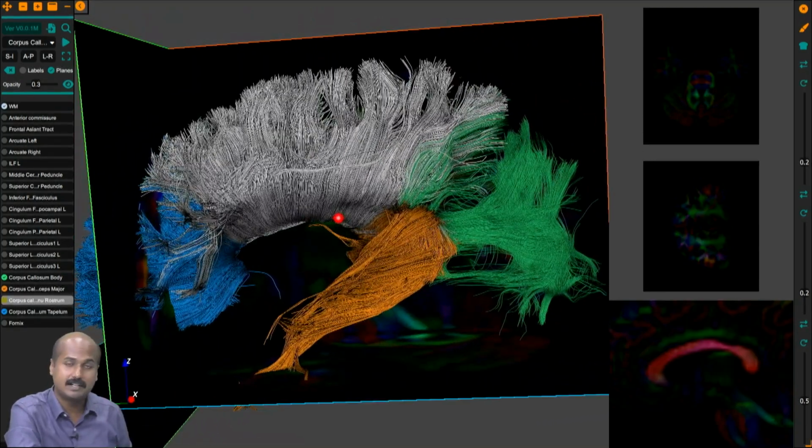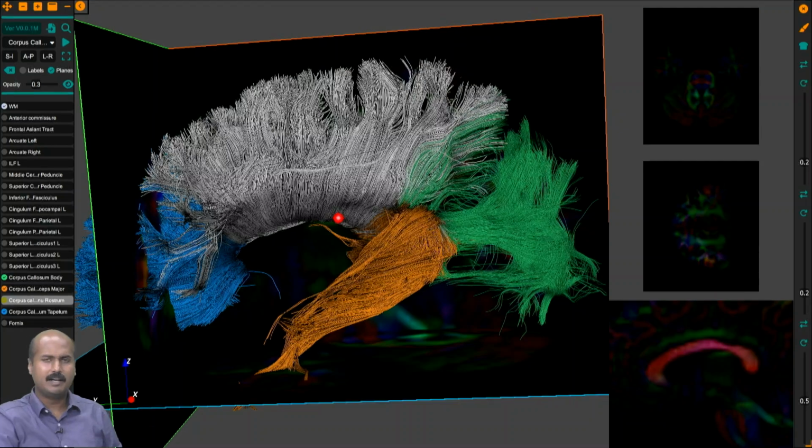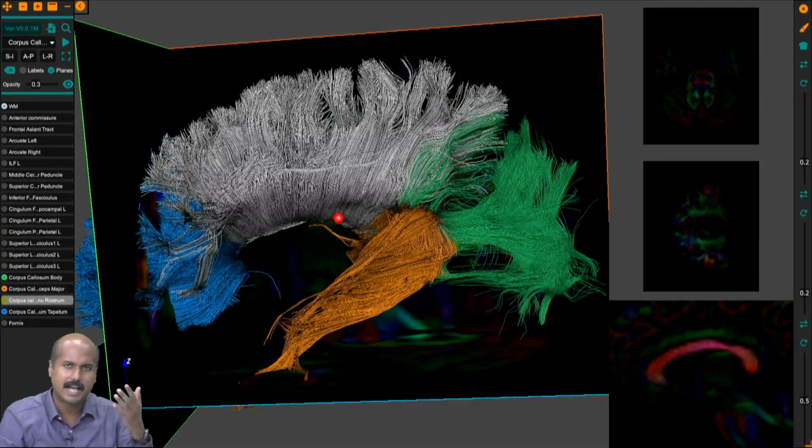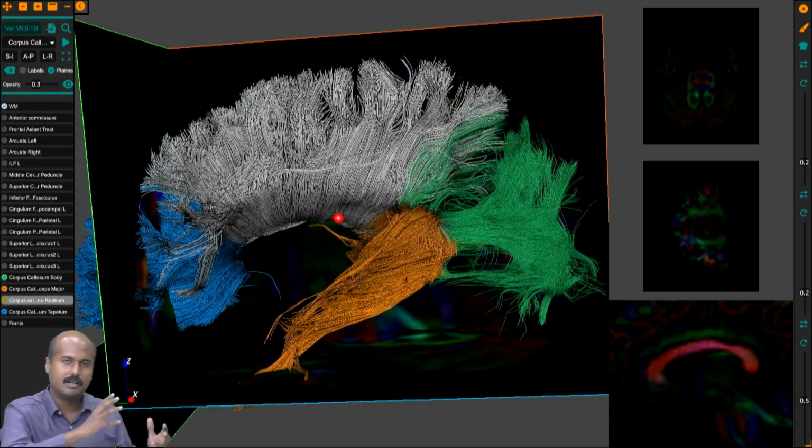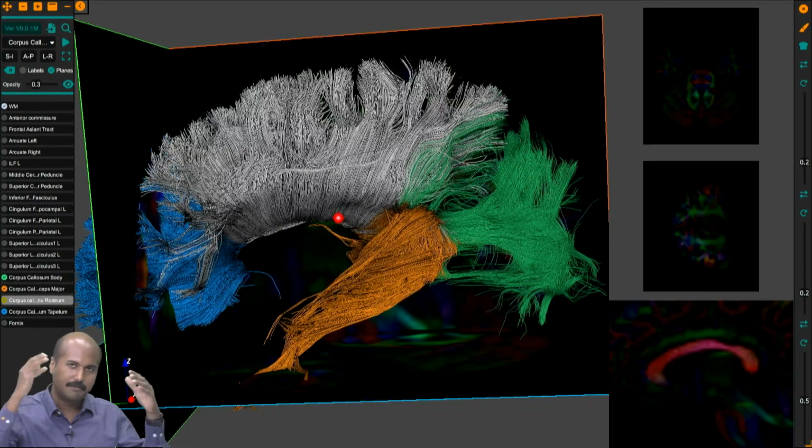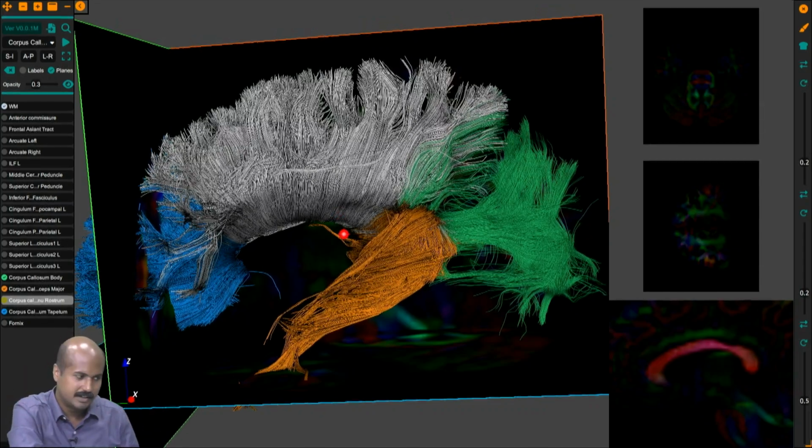So this is the largest commissural fiber bundle present in the brain. The other minor commissural fibers are the anterior commissure, the posterior commissure, the habenular commissure, and the commissure of the fornix. They are all minor commissures when compared with this. This is a huge number of fibers connecting both sides of the cerebral hemispheres.